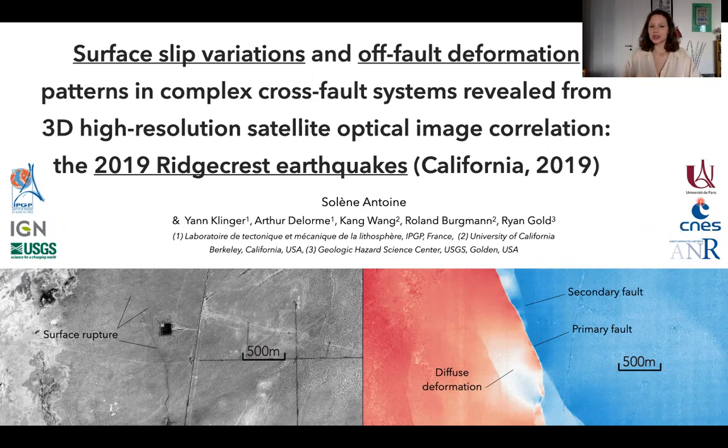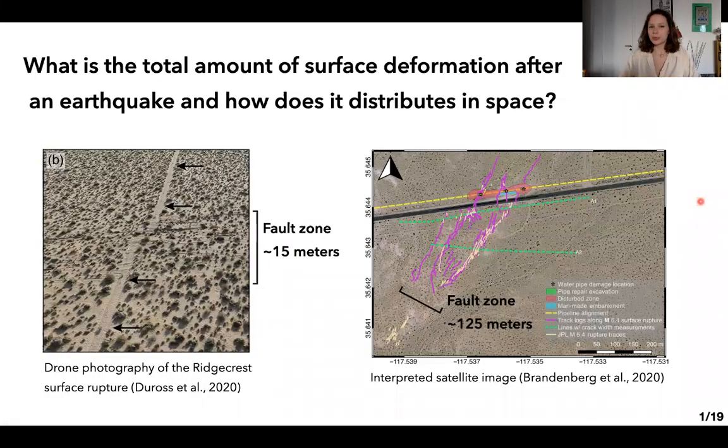Today, I will show you new results on the 2019 Ridgecrest earthquake that illuminate surface slip variations and fault zone deformation patterns using high-resolution optical image correlation. In these two pictures of the surface ruptures, you can see that the surface deformation after the earthquake distributes within a fault zone that changes in width. It can go from a few meters to several hundreds of meters and sometimes even kilometers.